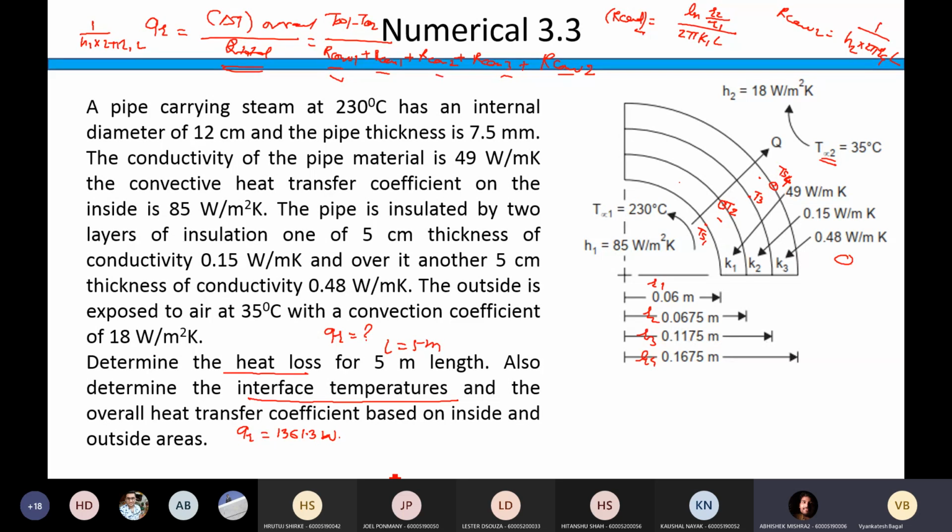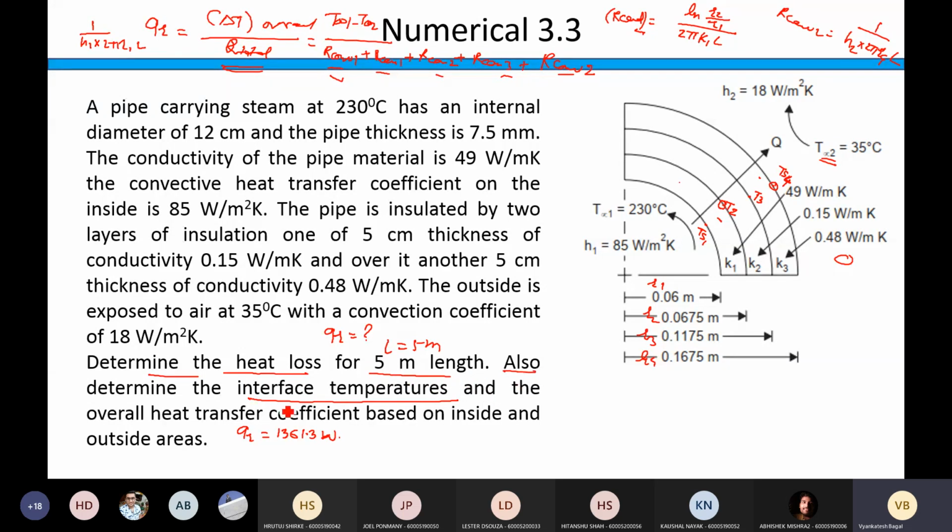I'm going to project the answer. Wait for something. Fine. So this is the first part of your problem, that find out the heat loss per 5 meter length of the cylinder, right?